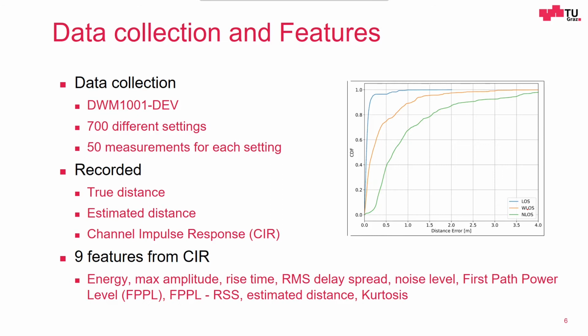To evaluate these approaches, we first performed a huge data collection campaign where we used the DWM1001 dev modules to collect data in over 700 different settings, and for each of the settings we collected 50 measurements. What we recorded is the true distance and the estimated distance, and from that we were able to calculate the error. And here on the right side you can see the error distribution of the line of sight, weak line of sight and non-line of sight cases, and here it is evident that the line of sight cases are actually quite good, followed by the weak line of sight, and the worst are the non-line of sight cases.